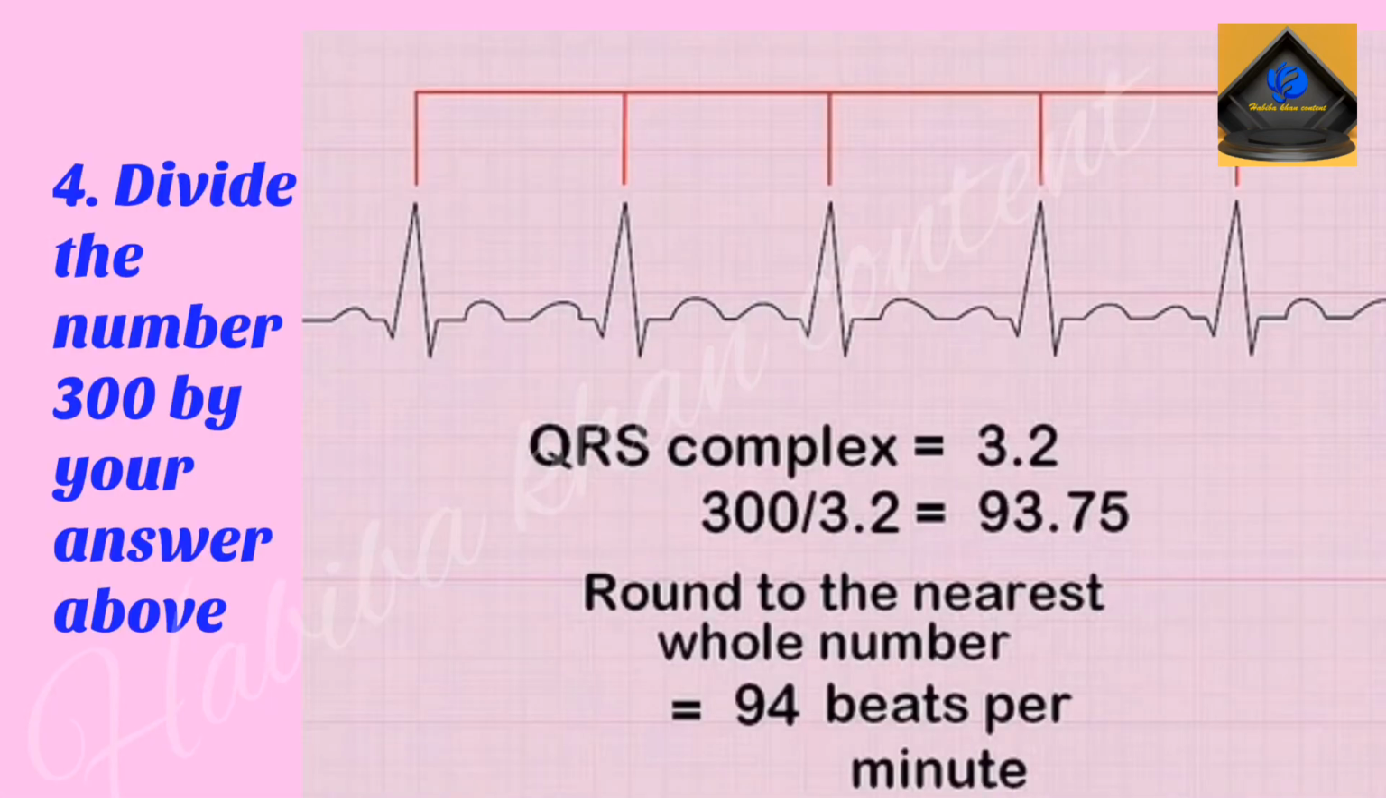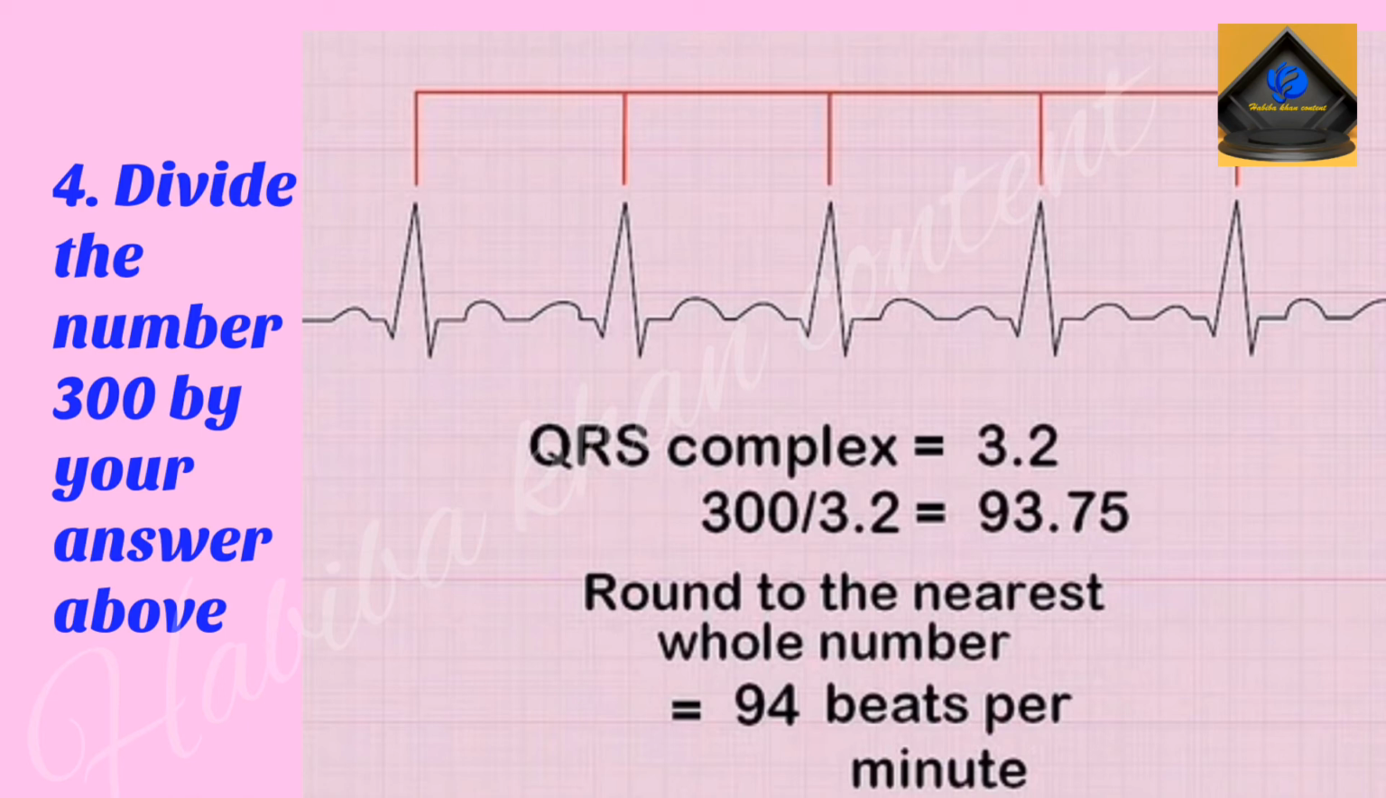Divide the number 300 by your answer above. Once you have calculated the number of big squares separating QRS complexes, let's use 3.2 as an example. Perform the following calculation to determine heart rate. 300 divided by 3.2 is equal to 93.75. Round your answer to the nearest whole number. In this case, the heart rate would be 94 beats per minute.